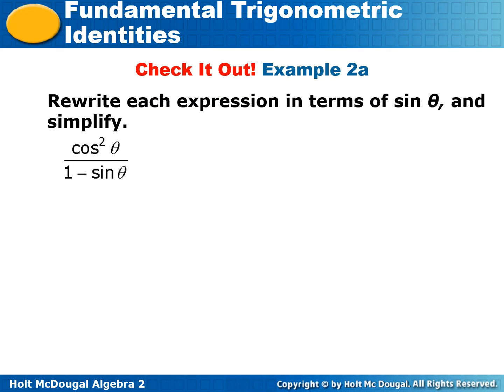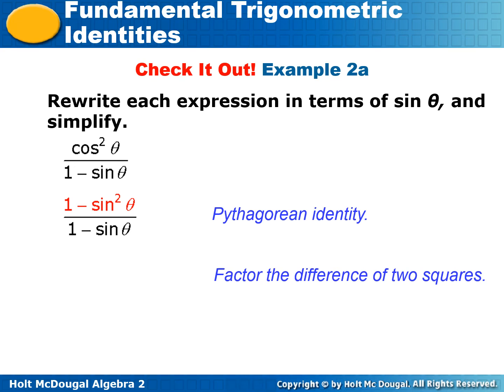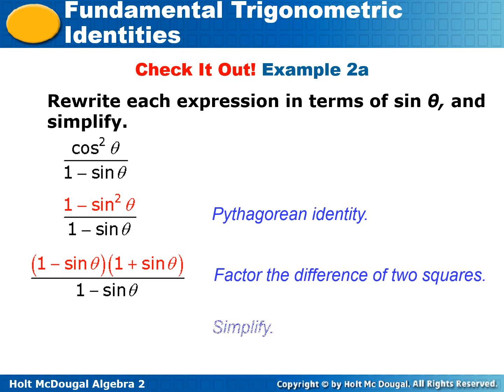So we are going to rewrite each expression in terms of sine theta and simplify. So if we have cosine squared theta over 1 minus sine theta, in here, we are going to use the Pythagorean identity wherein cosine squared theta is equal to 1 minus sine squared theta. And then we are going to copy the denominator 1 minus sine theta. And in here, we factor the difference of two squares. So in the numerator, we shall have 1 minus sine theta times 1 plus sine theta. Then we copy the denominator. And from here, we can cancel 1 minus sine theta as well as 1 minus sine theta in the denominator. Simplifying further, we get 1 plus sine theta.